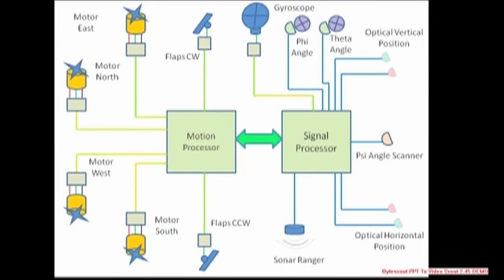The second processor will be dedicated to reading and processing signals. These include the gyro angle, sonar height, and directional scanner transducers. The motion processor and signal processor will communicate with each other over a serial bus called the SPI bus. They will have a mailbox and semaphore memory location to synchronize and perform handshaking of data to ensure that no data is lost, overwritten, or corrupted.